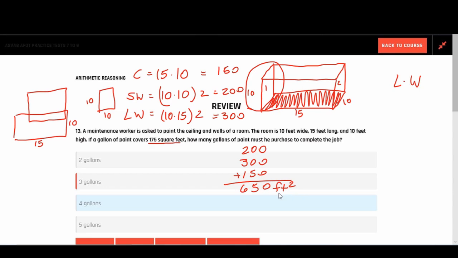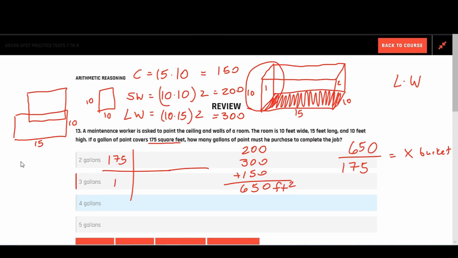Okay? Now the question is this. 650 divided by 175 equals how many buckets of paint? Again, we know that one bucket, or 1 gallon, covers 175 square feet. The painter has 650 square feet to do. So in other words, he needs more paint than there are square feet on the walls. There's a couple ways you can think about this one. You can do 175. This is 1 gallon. Again, this is your gallons. This is your square feet.